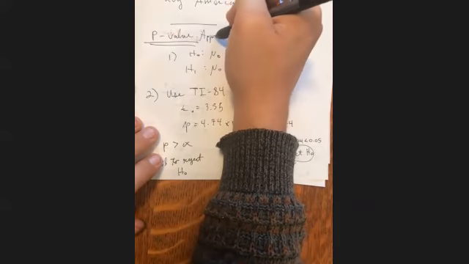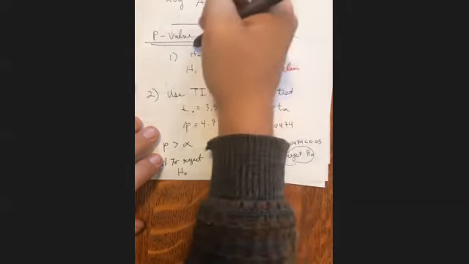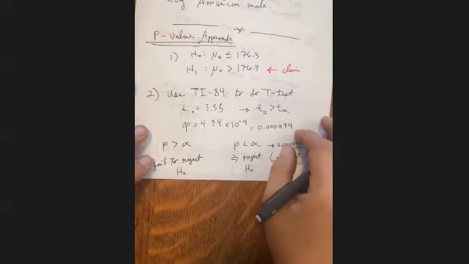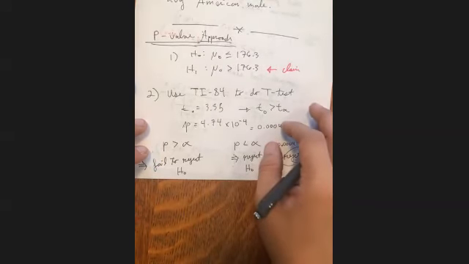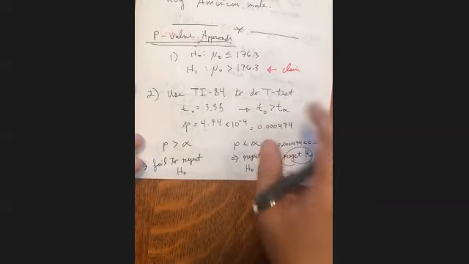So that's the p-value approach. In some ways it is easier, especially with the aid of the calculator. So there is no preference. You can do the critical value approach or the p-value approach, whichever one you prefer.